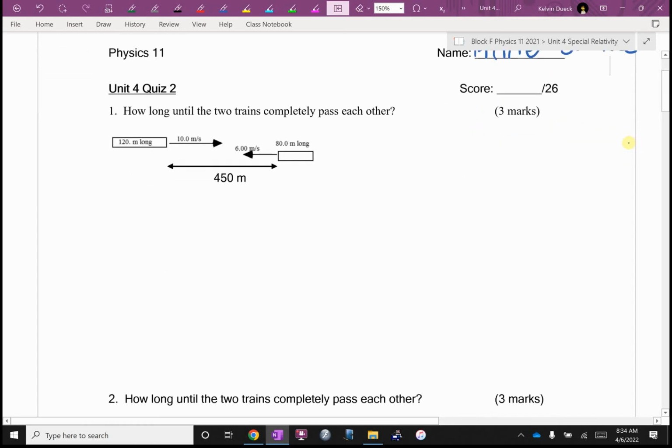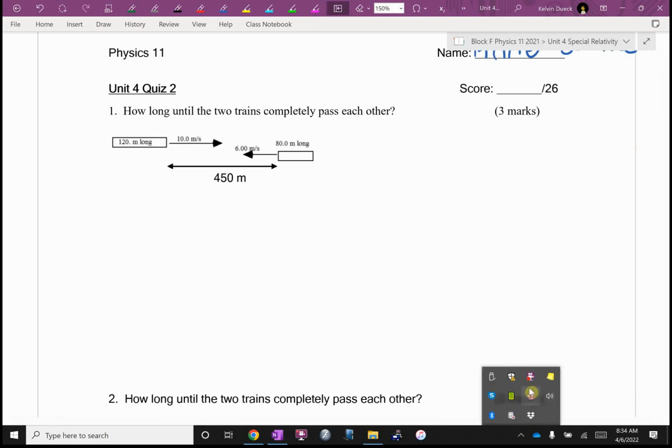Number 1, how long until the two trains completely pass each other? Oh, got a latecomer coming in here, so I got to interrupt. So, how would I handle this question?